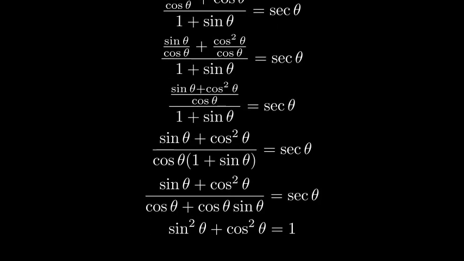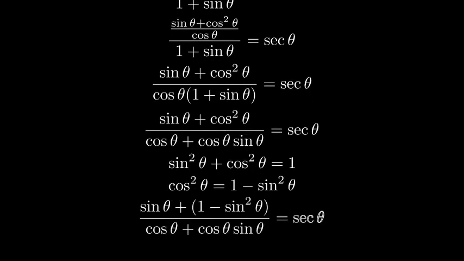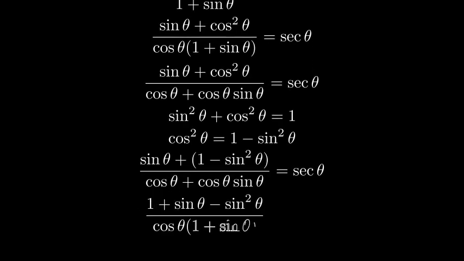Recall that sine squared plus cosine squared equals 1. Therefore, cosine squared equals 1 minus sine squared. Let's substitute this into our numerator. The numerator becomes sine theta plus 1 minus sine squared theta. This simplifies to 1 plus sine theta minus sine squared theta.